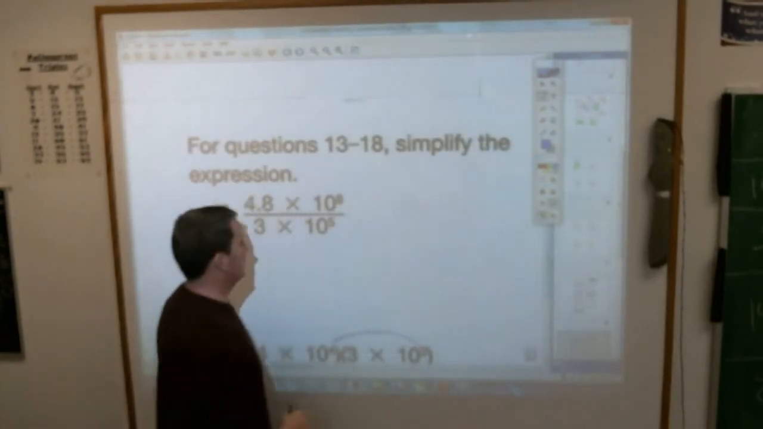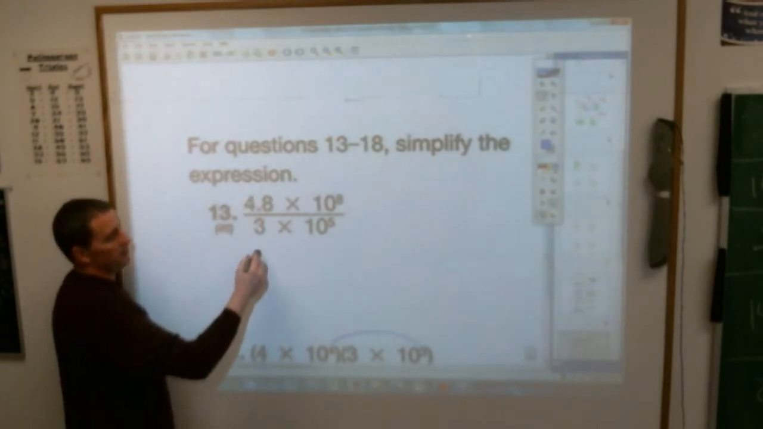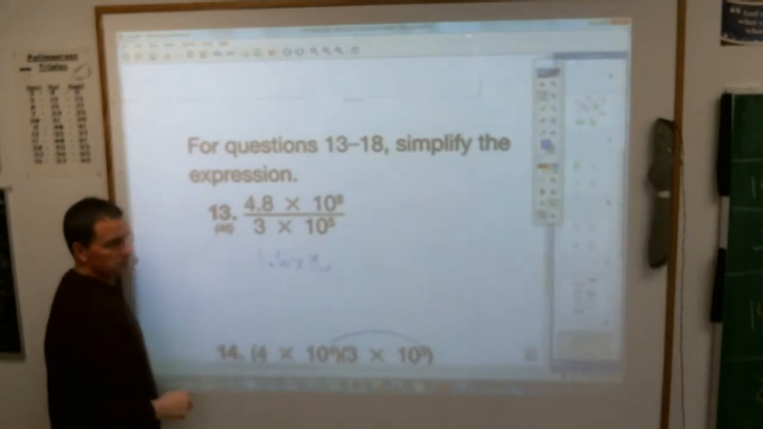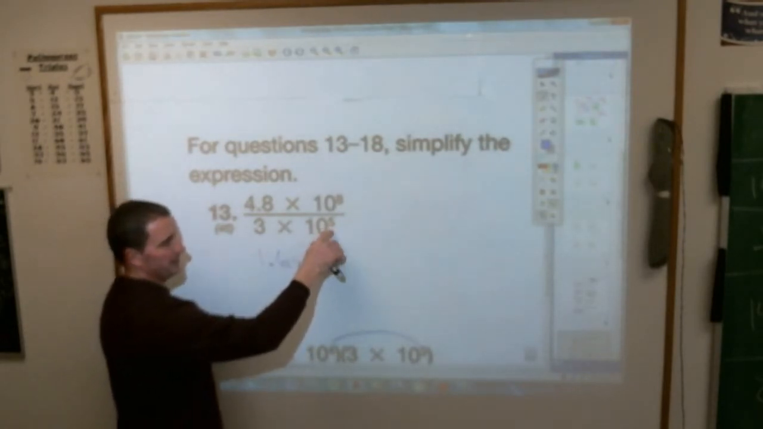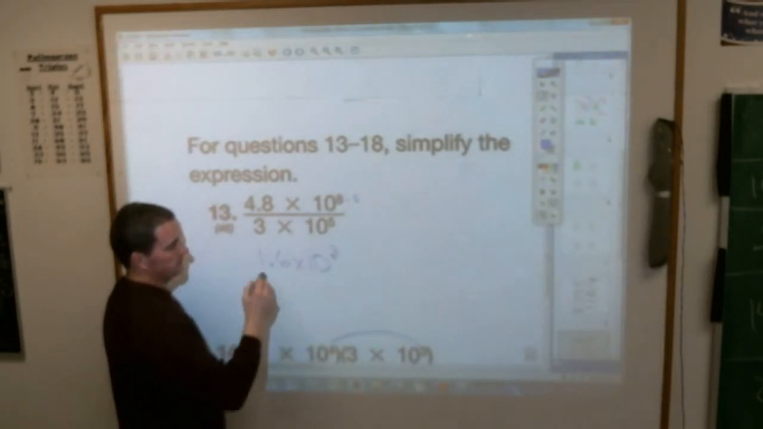This one works out nicely because 3 goes into 48 1.6 times and it's already in that. And here, make sure, division is the opposite of multiplication. You subtract exponents here, so 8 minus 5 is 3.